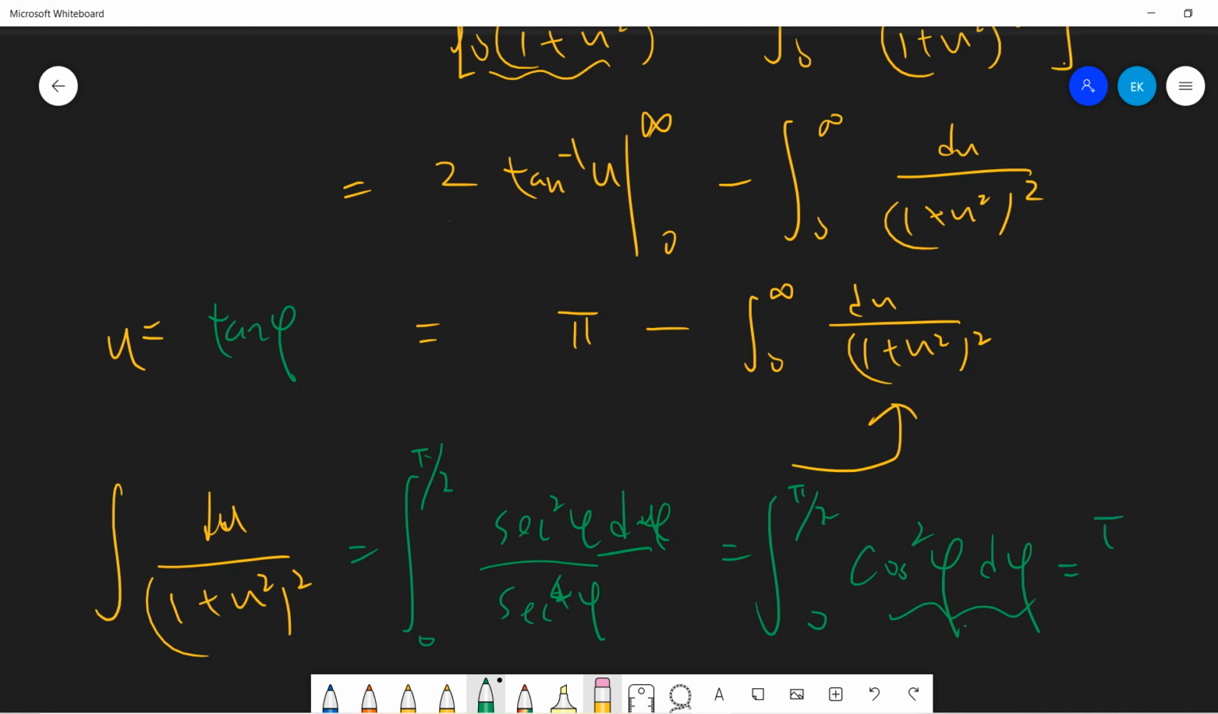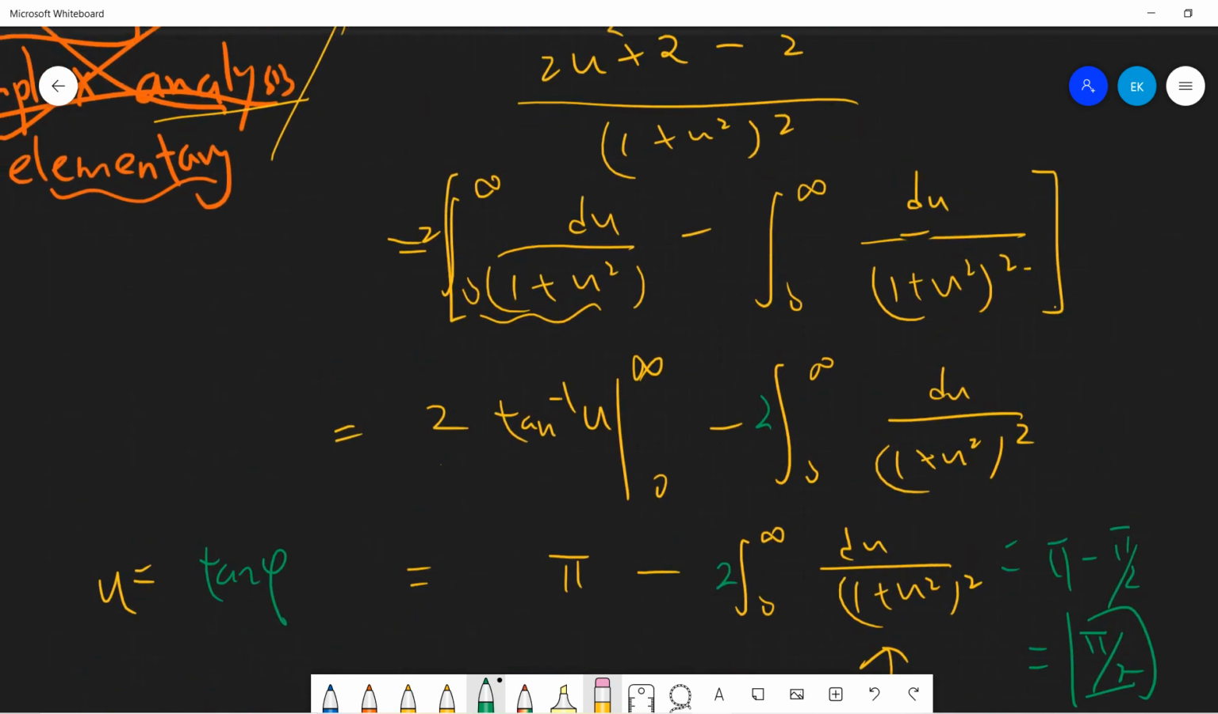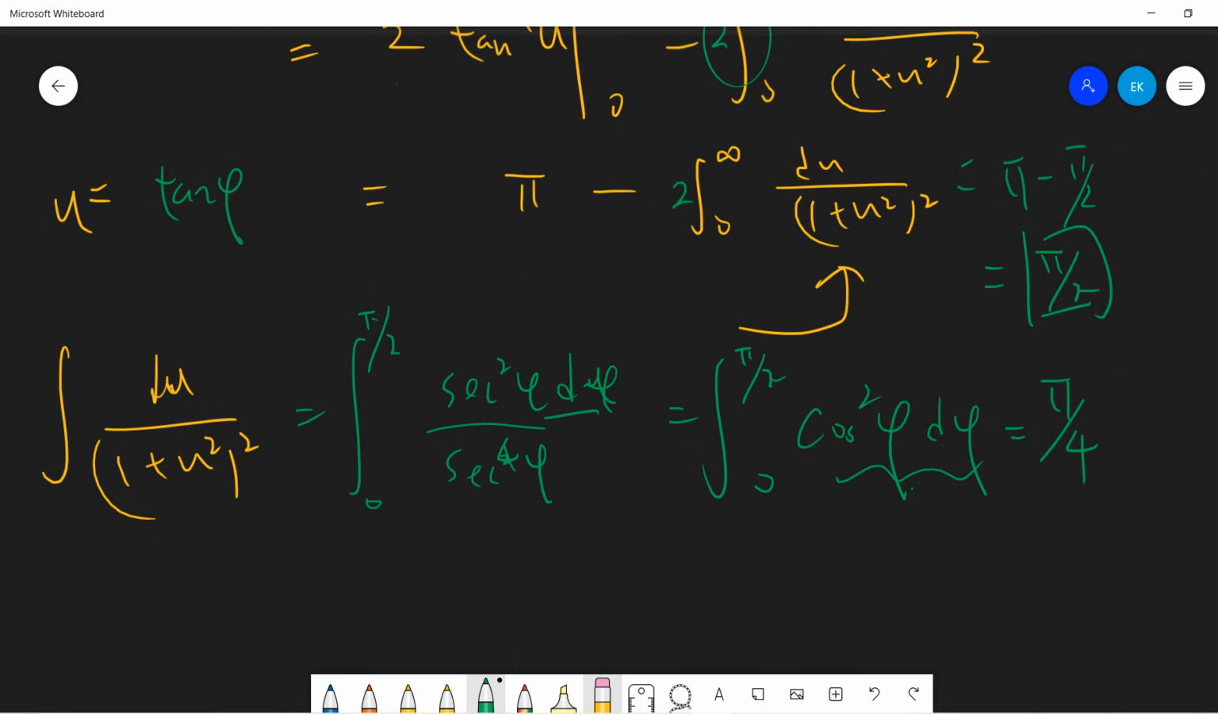Oh sorry, there's a 2 here. So it's pi over 4. So you get pi minus pi over 2, which is pi over 2. So it's the same as our first answer. Sorry, I missed the 2 here. So it's still the same.